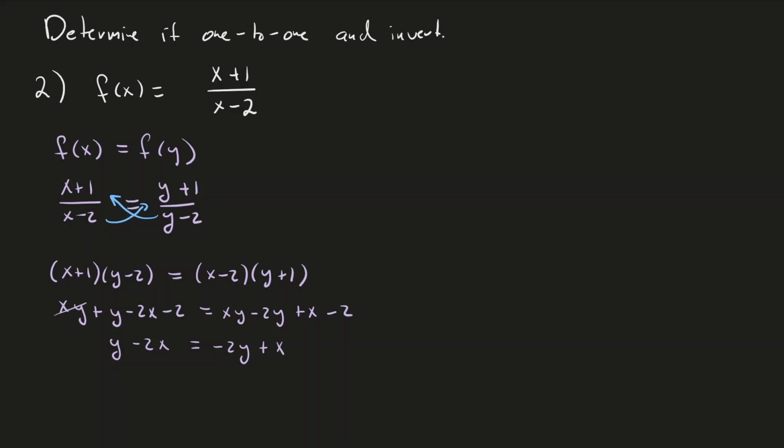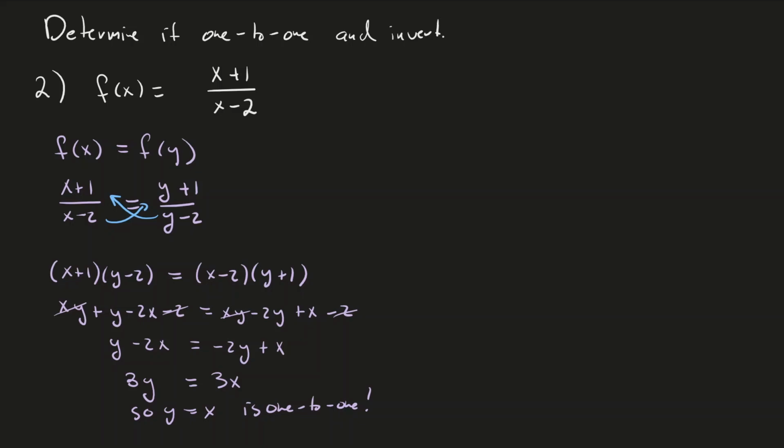Which is great, because like those two go away, those two go away. So now if I add 2y to this side to give myself 3y, and then if I add the 2x to the other side, I'll give us 3x. So then y is equal to x. So this thing is 1-to-1.